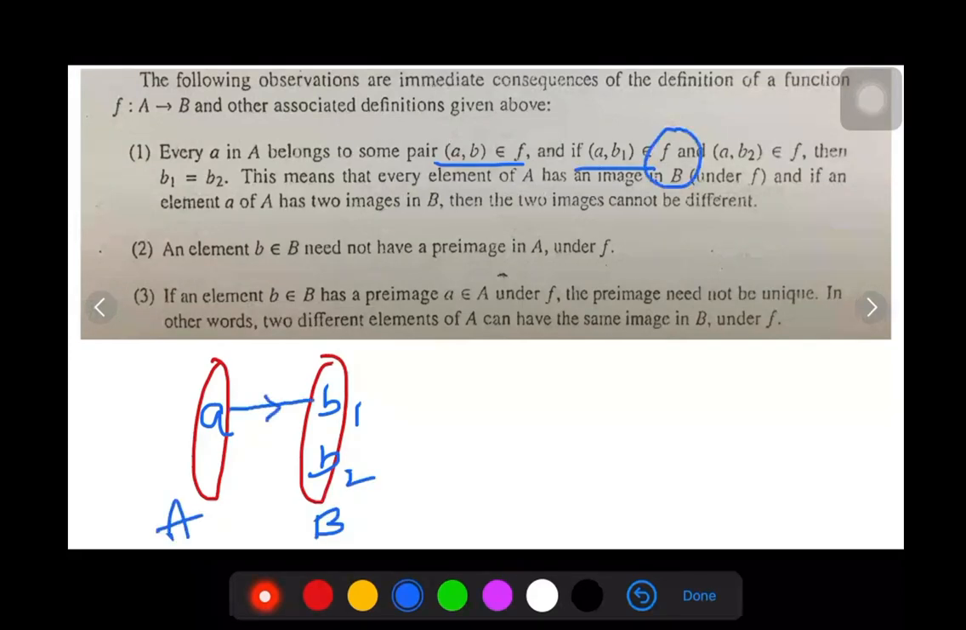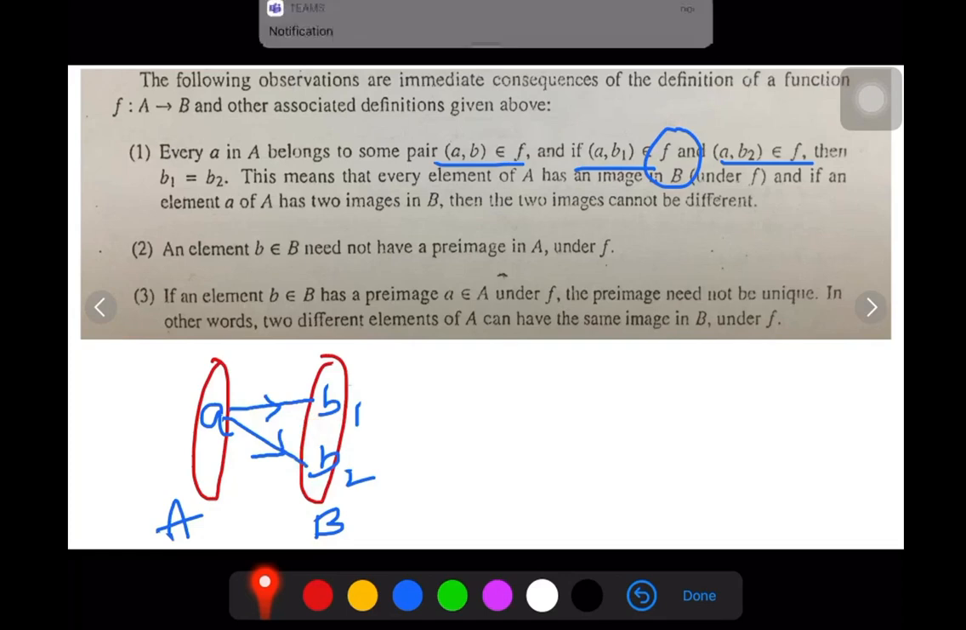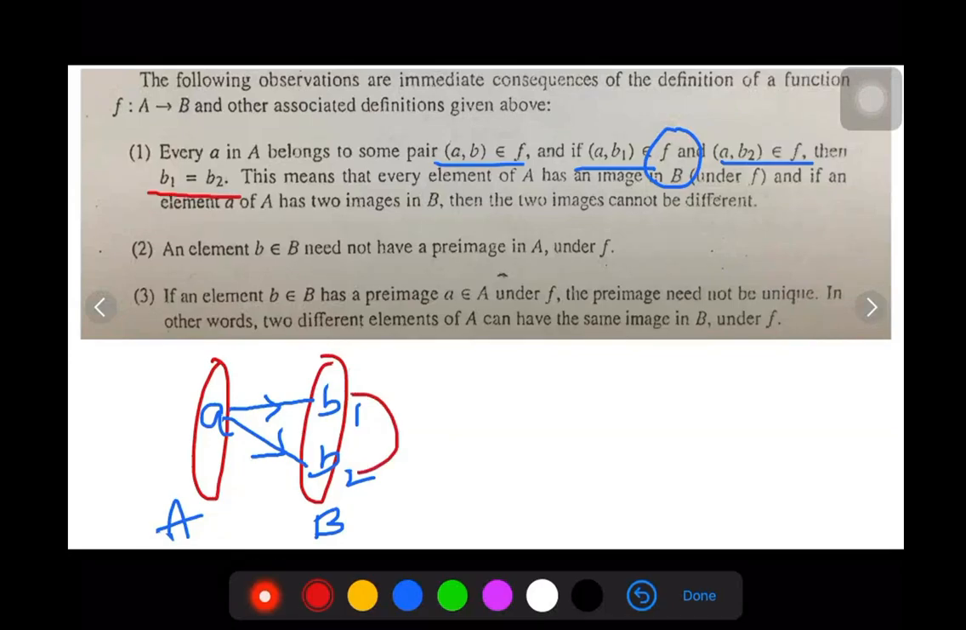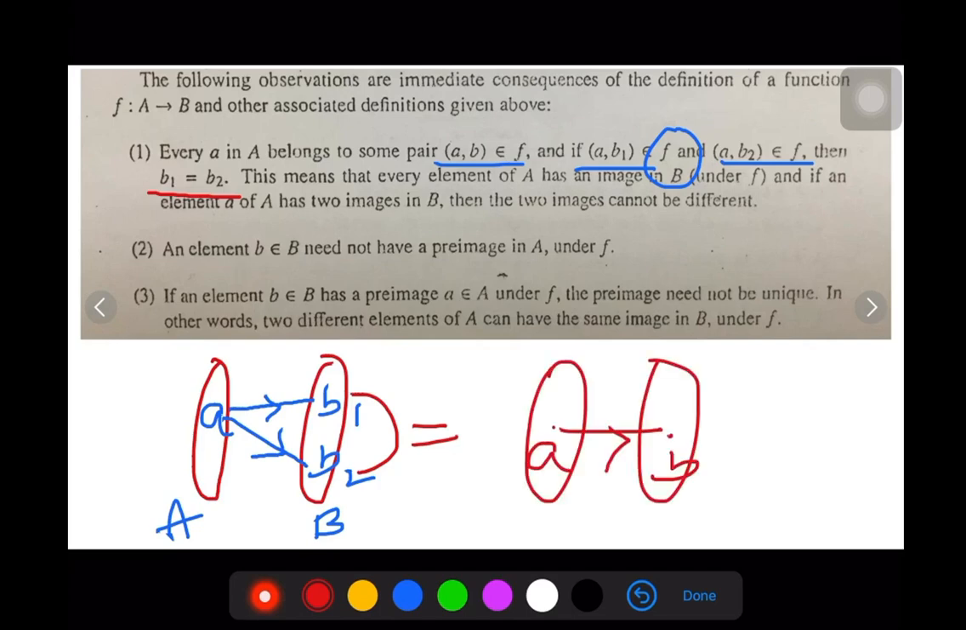then A is an element of B, an element of the function. So as per the definition, it's not unique, more than one image for the same element. This cannot happen in a function, it is not allowed. So this is not possible. B1 equal to B2, these two have to be equal. There is a relation.